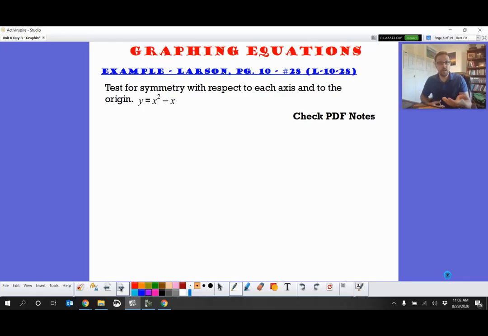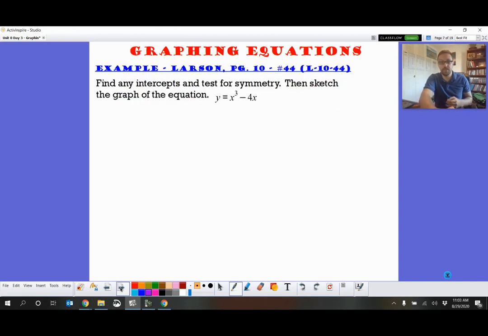So this one I'm going to do on the PDF notes. So if you want an additional example of these ones, you can check out the PDF notes. I do this online.